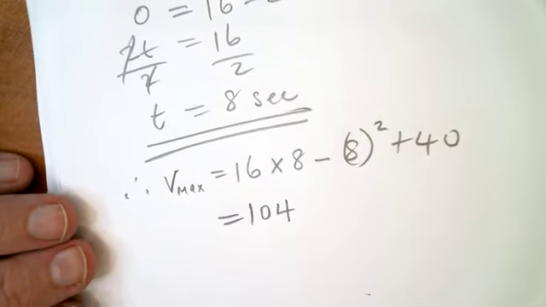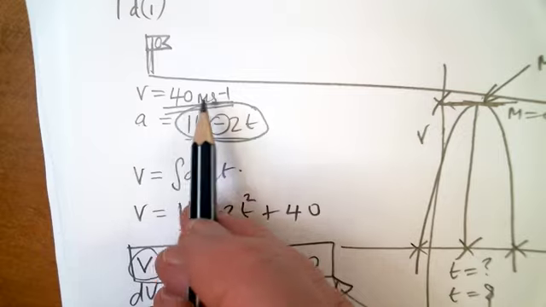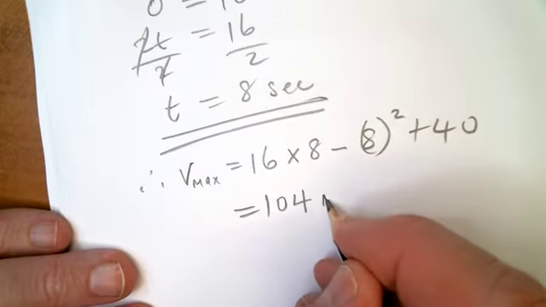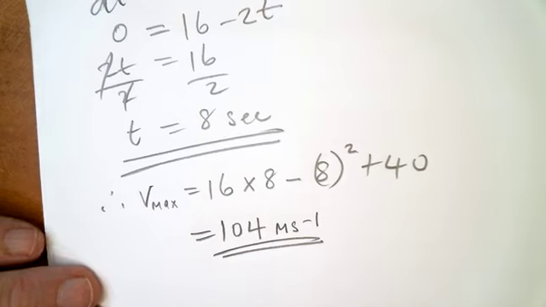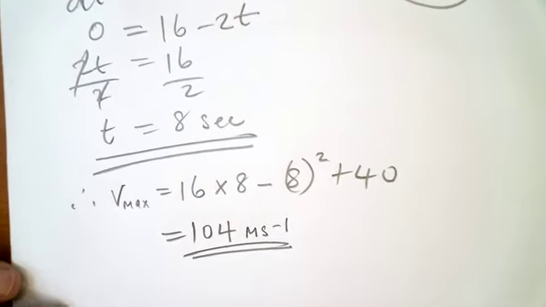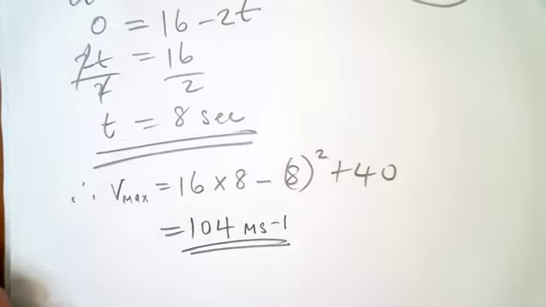So the maximum velocity is going to be 104. And now I'm assuming this is going to be meters per second. So it's going to be 104 meters per second. And that's the velocity that we should probably end up with. So that's how I would do that.